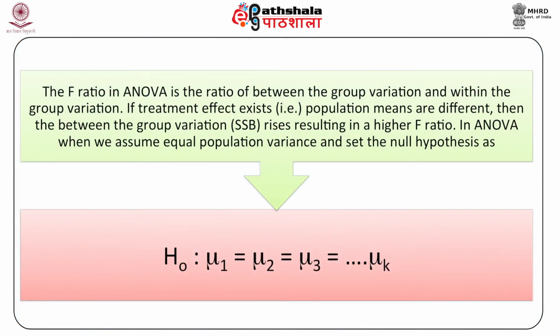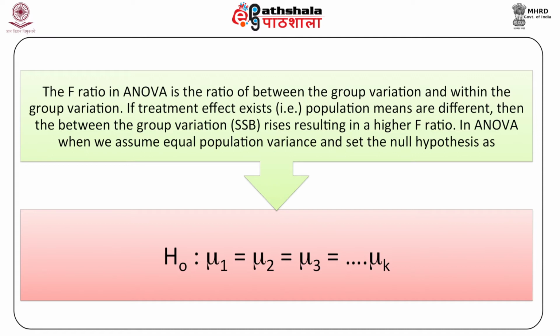Therefore, to study whether a treatment or factor effect exists, we compare the between the group and within the group variation. So if the between the group variation, which is SSB, is significantly greater than within the group variation, then a treatment effect is said to exist, and the population means are significantly different. In ANOVA, we study the difference between the group variation and within the group variation by using a ratio known as F ratio. The F ratio in ANOVA is the ratio of between the group variation and within the group variation. If treatment effect exists, that means population means are different, then the between the group variation, which is SSB, rises, resulting in higher F ratio.